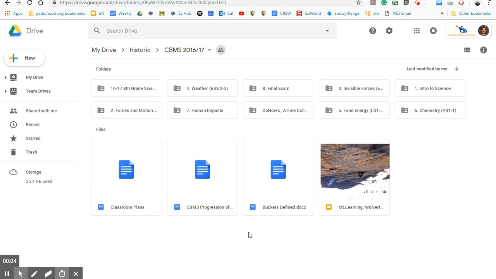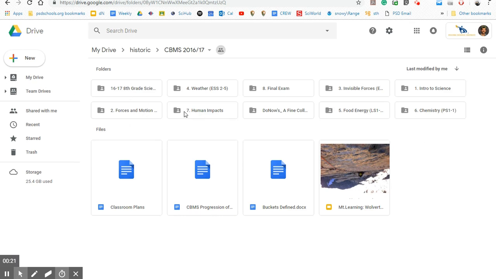All right, welcome back. Now that you have your Google Drive organized and you understand the depth of knowledge wheel, or at least are familiar with it to some extent, it's time to dig in a little bit and use that as a tool to start building an assignment. So here we go. Here's the exciting part about differentiating.